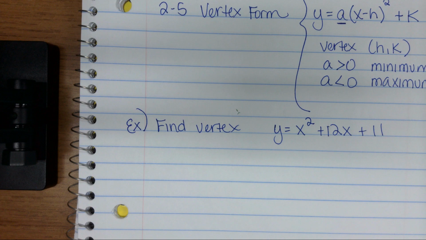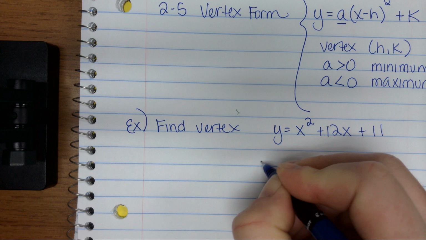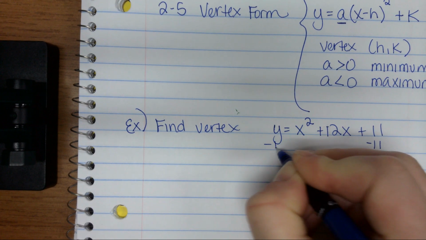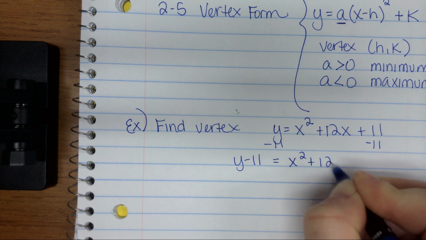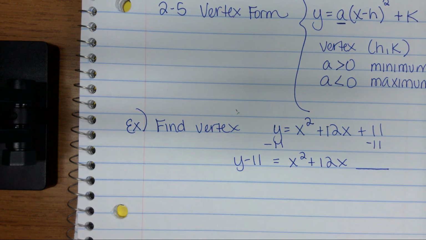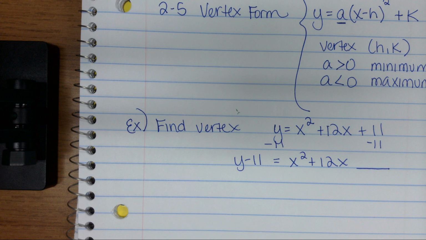What's that? You're still going to move that 11 to the other side. It's going to now be, though, I'm going to write it as y minus 11 equals x squared plus 12x. And we're going to leave an open spot there. When we would be solving, I would have put a y value there. Okay, so because it's an equation, I'm not putting a y value there. We're going to just leave y in. So that's one difference.